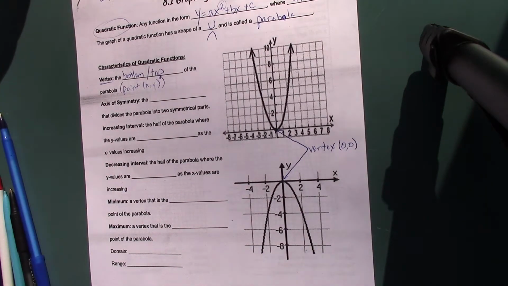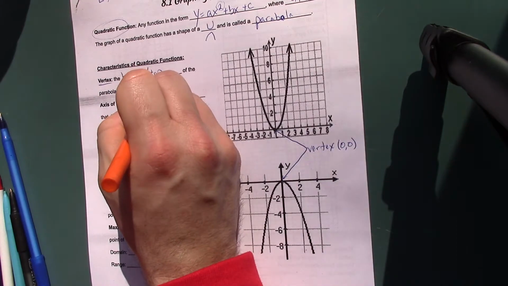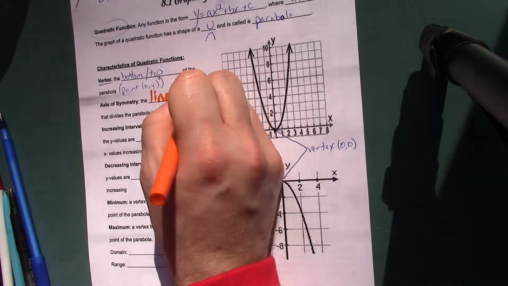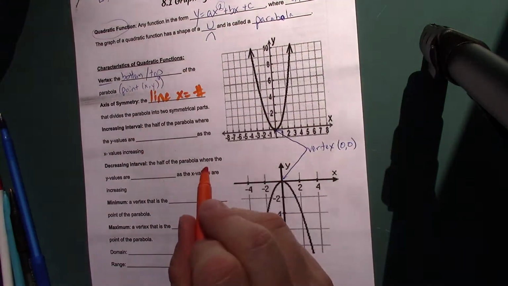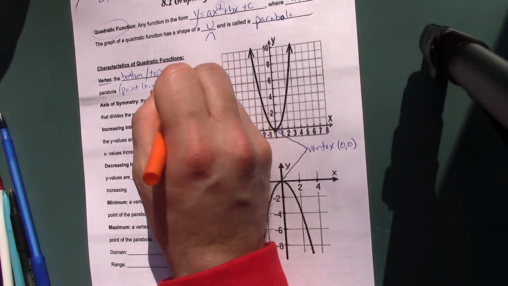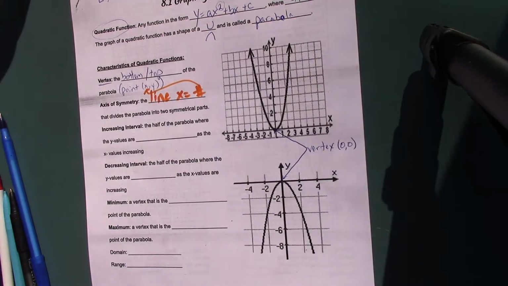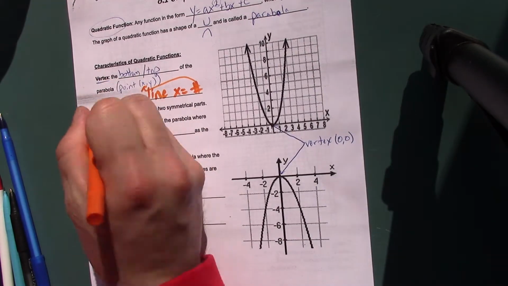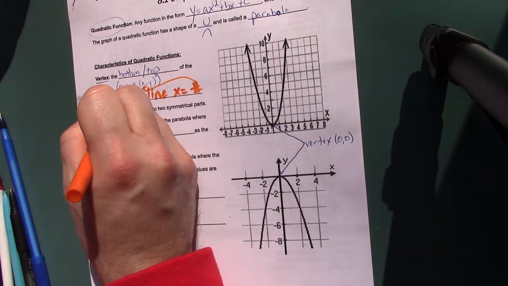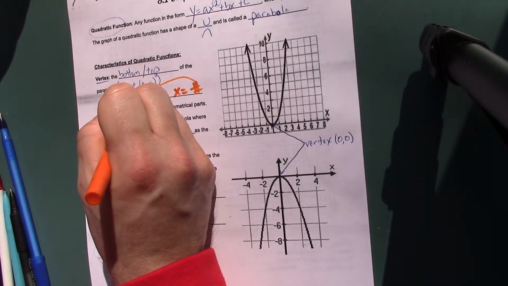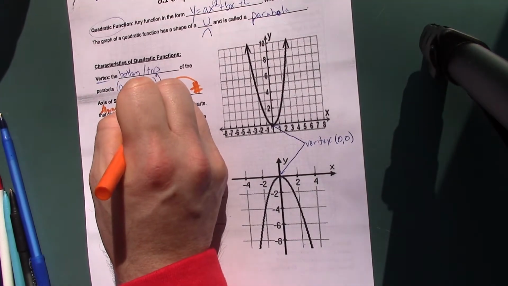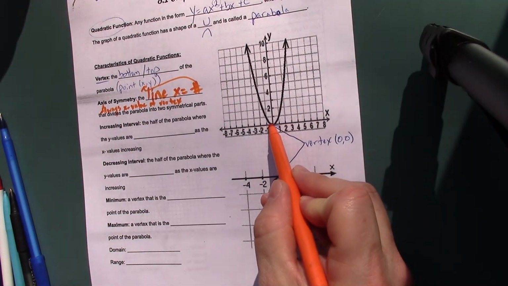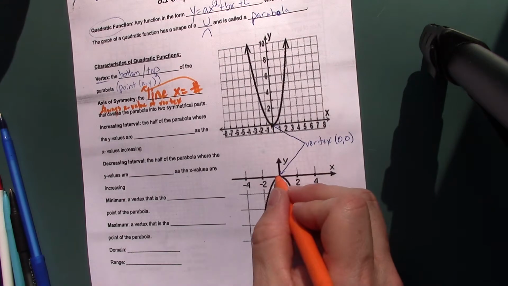Our axis of symmetry is the line x equals some number. That number is always the x value of the vertex. It always, always, always is, so I'm going to write that too: always the x value of the vertex. Of course it is, because if the line goes through here, then it is the x value of the vertex that it goes through, and here as well.